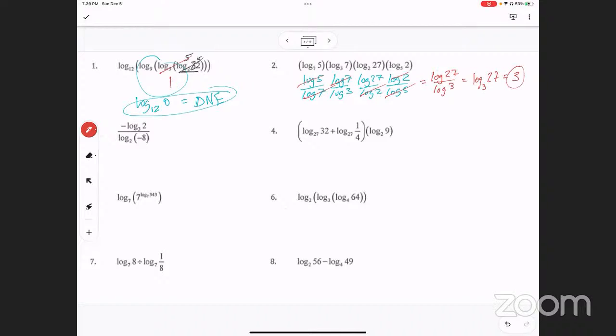Good. This problem, we can do that same thing. Let's see. This is the negative of log base 2, or log of 2 over log of 3. And then on the bottom, we have, oh, this is a trick. This is one of those trick questions. Can you take the log of a negative number? No, you can't. So you say does not exist. They're trying to trick you with that one.